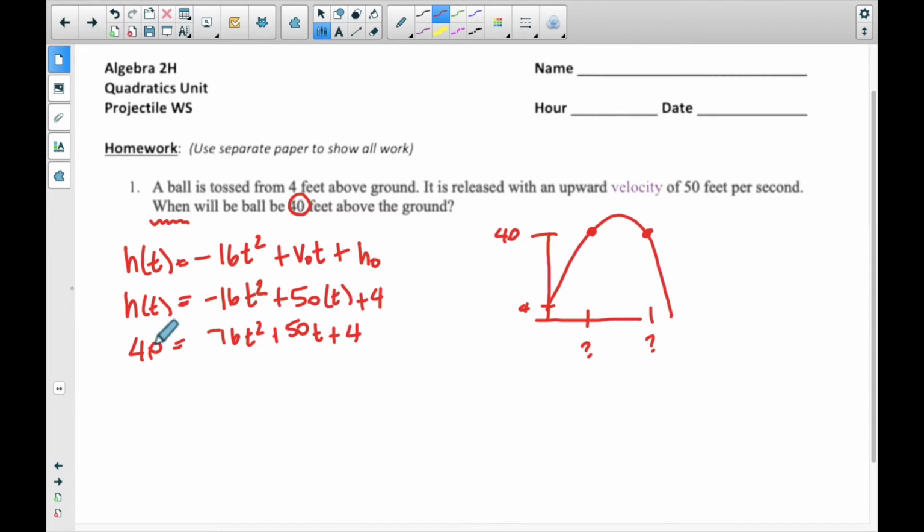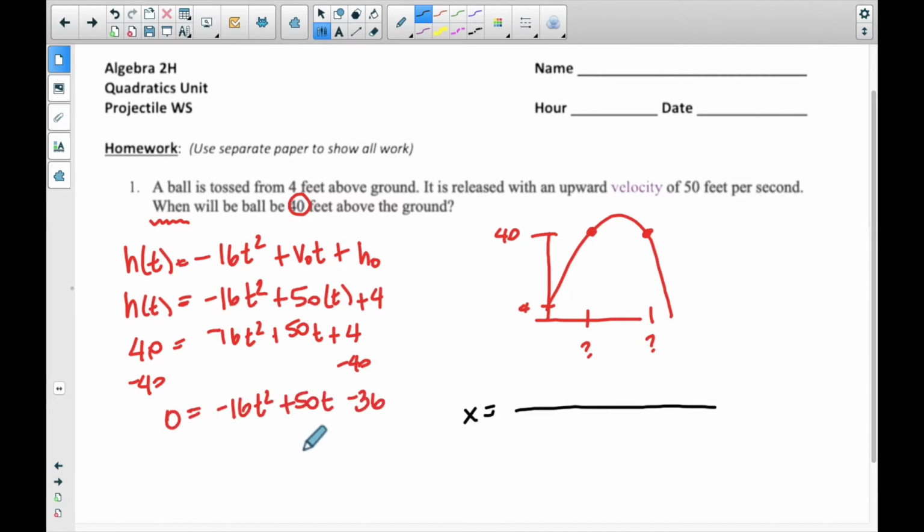To solve that, we need our equation to be equal to 0. So we're going to subtract our 40 from both sides, and we get negative 16t squared plus 50t minus 36. If we were solving for the vertex, we would do negative b over 2a, but we're not solving for the vertex. We're trying to find what the values are when that is equal to 40. And so when we plugged in the 40, that was our first step along the way. Now we're going to be solving for the x when it was 40.